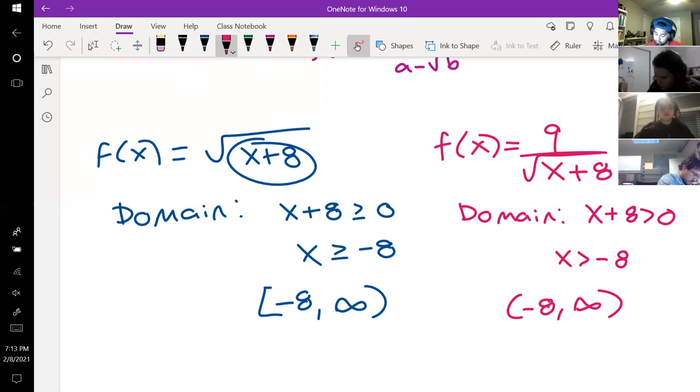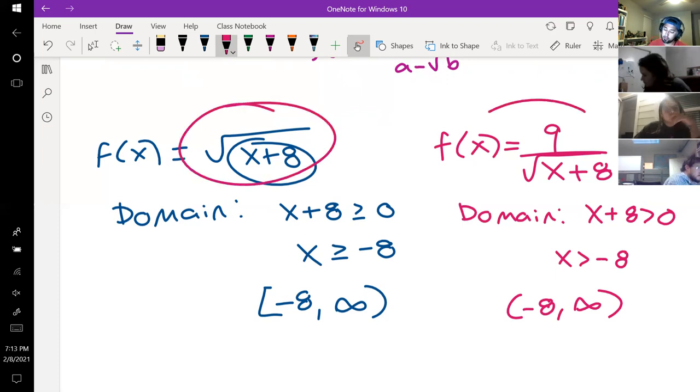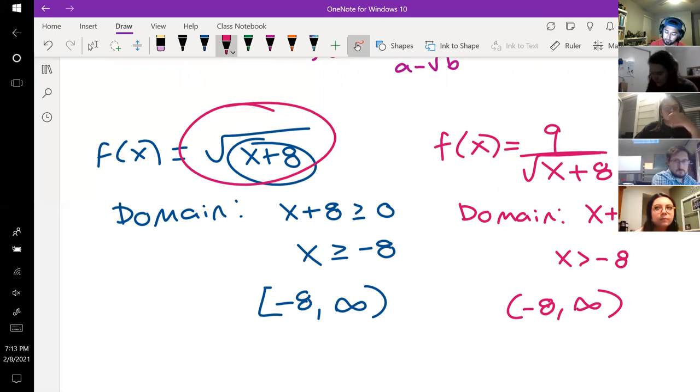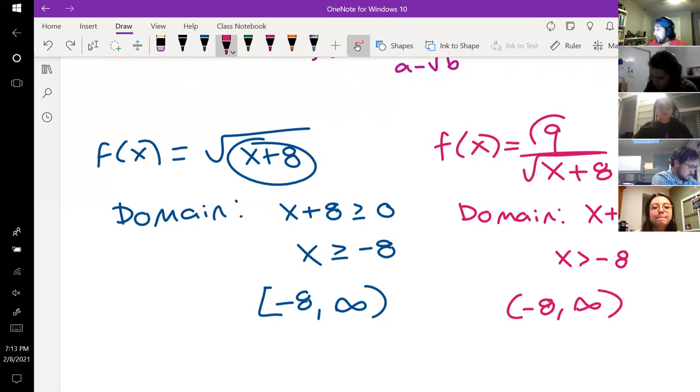I see. So the 9 above basically changes everything. Well, not just the 9, the whole function, because it goes from a radical to a rational. Oh, I see. So it doesn't matter what number was up there. It's just the fact that it's now a rational function. Okay. That makes sense.